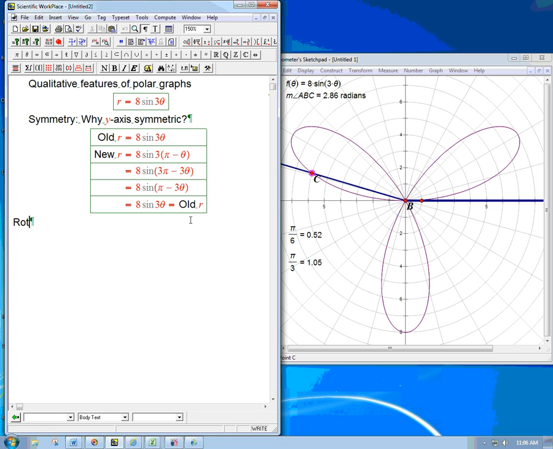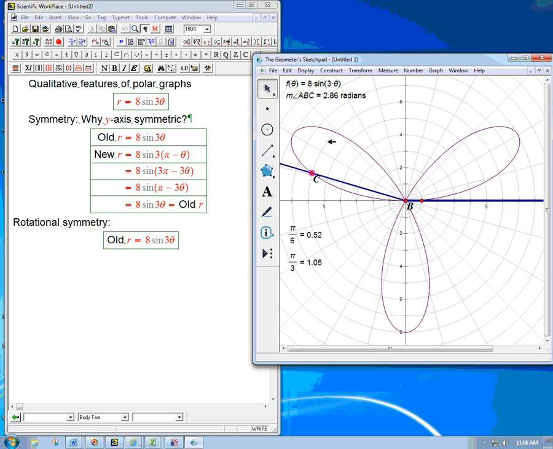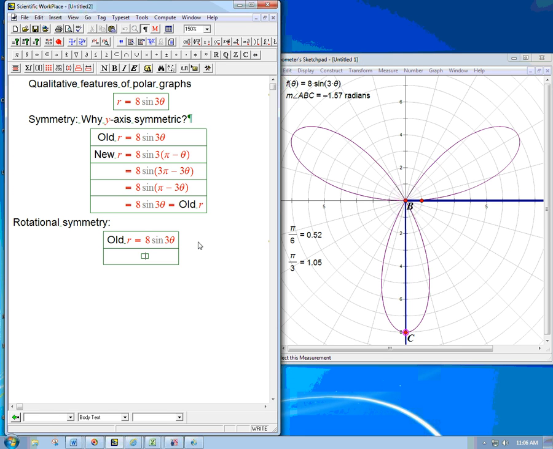Okay. What about the rotational symmetry? Same deal. What I'm going to do is have the old r, that's the formula applied to some random theta. Maybe this point here. And then I want to add a third of the way around the circle. I want to go a third of the way around the circle down to here and see if I get the same r value, which it certainly seems like it does. So I just have to figure out algebraically what that means. To go a third of the way around the circle, instead of theta, I'm going to plug in theta plus 2 pi over 3.